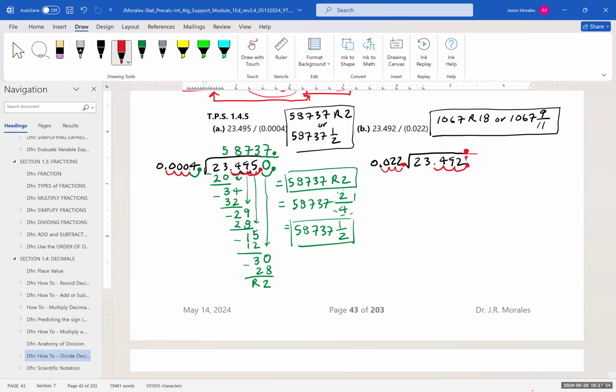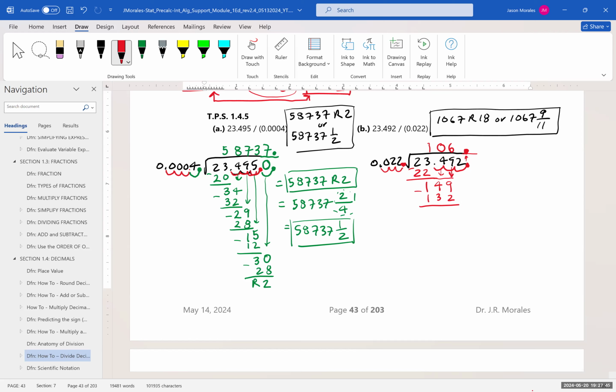So 22 will go into 23 one time. And 23 minus 22 is a difference of 1. And we'll drop the 4. Now 22 is too large. 22 cannot go into 14. So that'll be a 0. It goes into it 0 times. So now we'll drop down the 9. And 22 will go into 149 6 times. And 6 times 22 is 132.